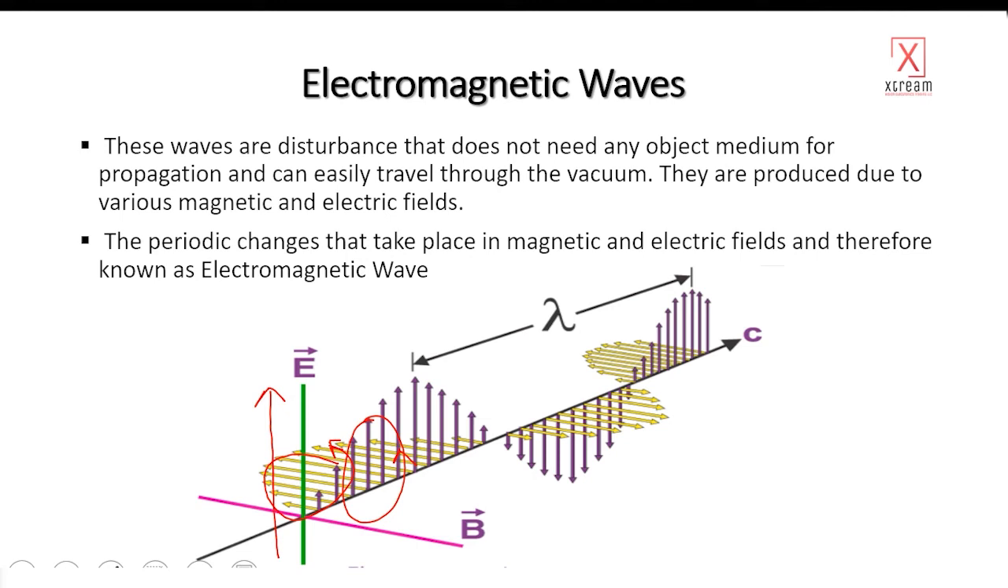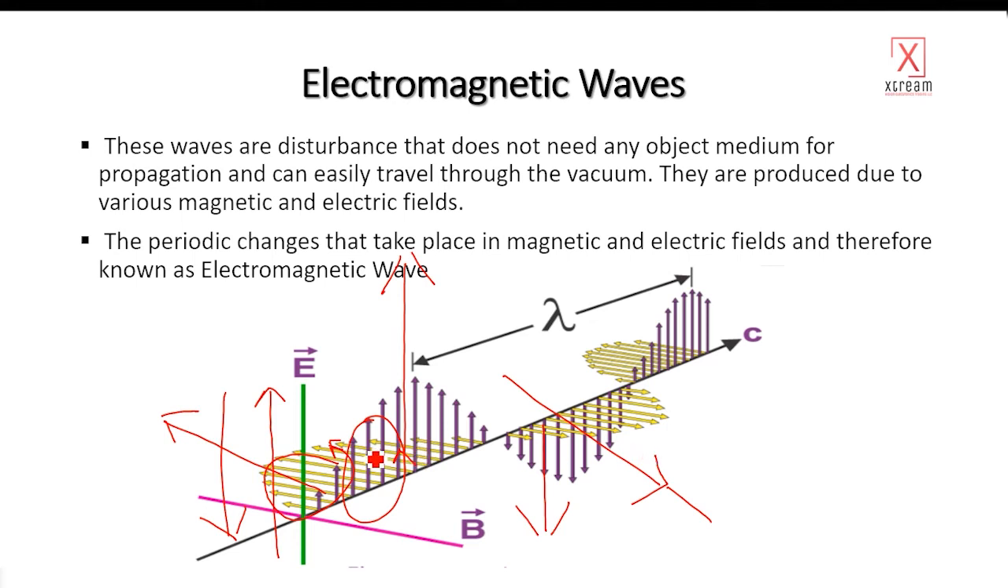Let's say if the current flows in this direction, the magnetic field will be created in this direction, and the electric field will be in this direction. Similarly, when the current changes its direction, the electric field will be in this direction, and the magnetic field will be in this direction.